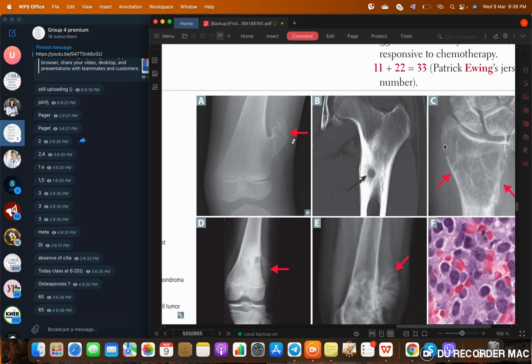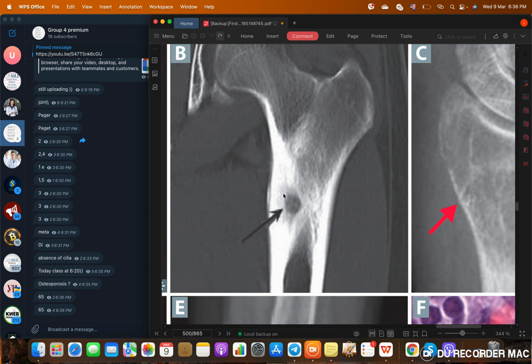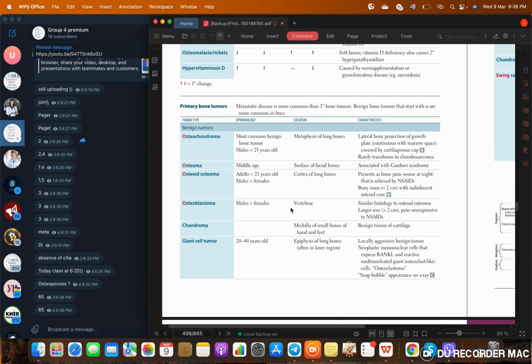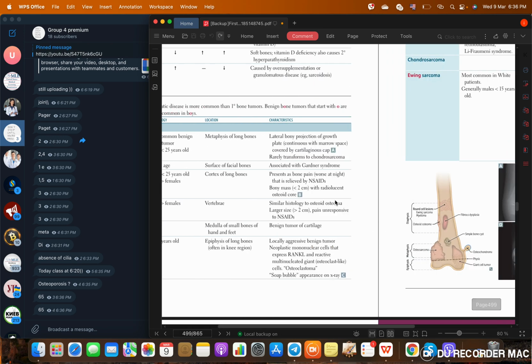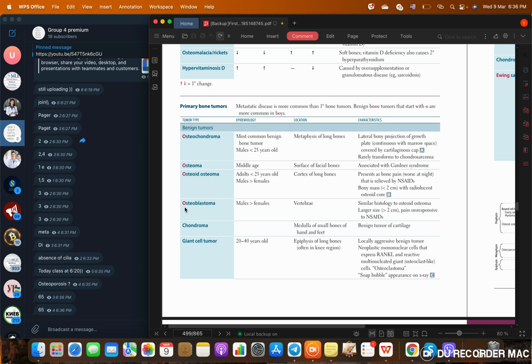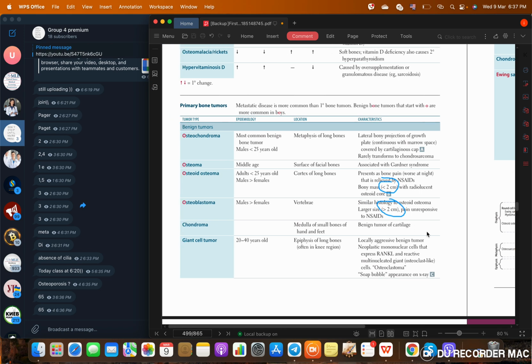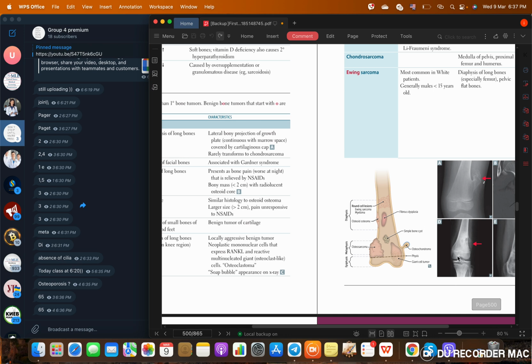It's a punch out lesion. That's how you need to think about it. You can see how it's radiolucent, which means basically black, right? So that's an osteoid core. The pain is going to be relieved by NSAIDs, worse at night. Osteoblastoma more commonly affects the vertebra. It has similar histology to an osteoid osteoma, with small red cells and small blue cells, and it's going to be larger than 2 centimeters. So osteoid osteoma is less than 2 centimeters, osteoblastoma more than 2 centimeters, and the pain will be unresponsive to NSAIDs. Osteoblastoma tends to be much more severe.